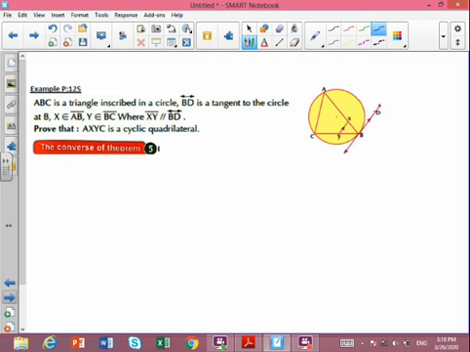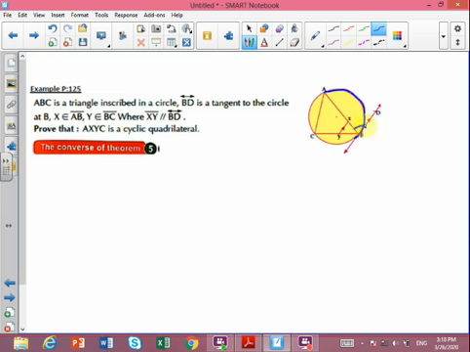Example: ABC is a triangle inscribed in a circle. BD is a tangent to the circle. Okay. I also have a given, XY parallel to BD, and I want to prove that XACY is a cyclic quadrilateral. Okay, first, what is the given? My very simple way: the given is ABC inscribed angle, BD is a tangent, so this is an angle of tangency. Who can remember what it equals? It is equal to the inscribed angle subtended by the same arc. This is the arc, right?